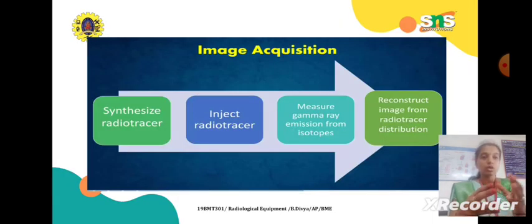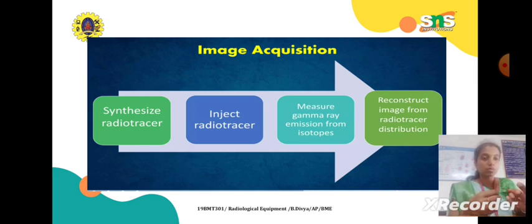Image acquisition. How the images are acquired. Synthesize radiotracer, inject radiotracer, measure gamma emission from isotopes, reconstruct image from radiotracer distribution. First, synthesize the radiotracer. What radiotracer we are going to inhale or inject has to be identified. Then inject the radiotracer. After identifying it, we are going to inject it into the body.